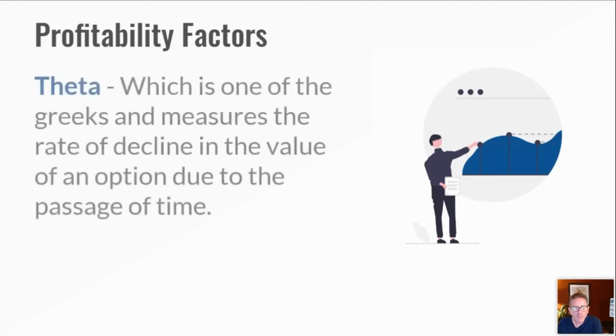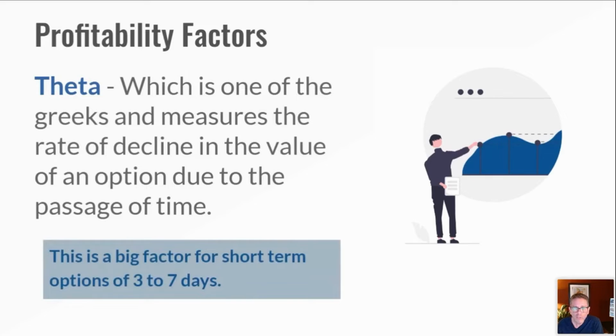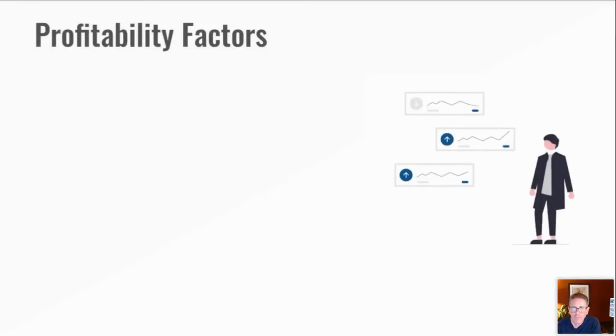All right, number two is Theta. Theta is one of the Greeks that measures the rate of decline in the value of an option due to the passage of time. It's important to understand that you want to put the trade on when volatility is highest, and then after that the volatility goes down. The best time to do that is at the open of the regular session of trading. That's where the highest volatility is, and we use that for 0 DTE as well. So that's the second profitability factor.